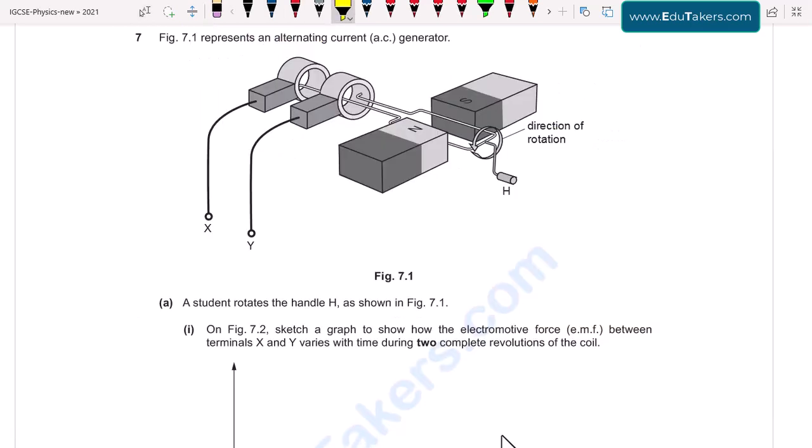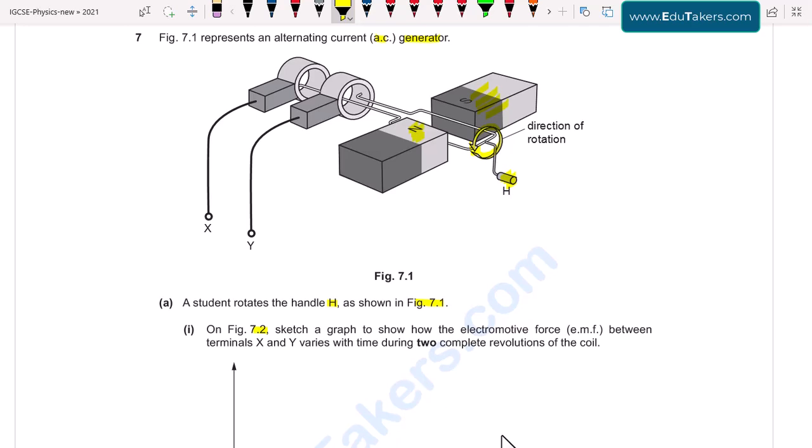Question number 7. Figure 7.1 represents an alternating current AC generator. Part A. A student rotates the handle H as shown in figure 7.1. Part 1. On figure 7.2, sketch a graph to show how the electromotive force EMF between terminals X and Y varies with time during two complete revolutions of the coil. So in figure 7.1 we can see that here is a handle H and these are the poles of the magnet, north pole and south pole, and in this direction the coil is rotated.